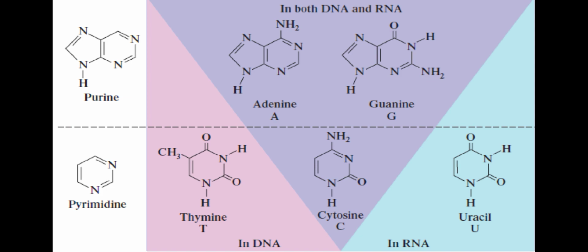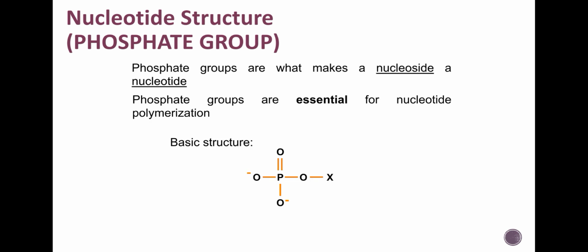Phosphate, the third component of nucleotide, is derived from phosphoric acid. Phosphate groups are what makes a nucleoside a nucleotide. Phosphate groups are essential for nucleotide polymerization. Illustrated below is the basic structure for the phosphate group. The number of phosphate groups determines nomenclature.